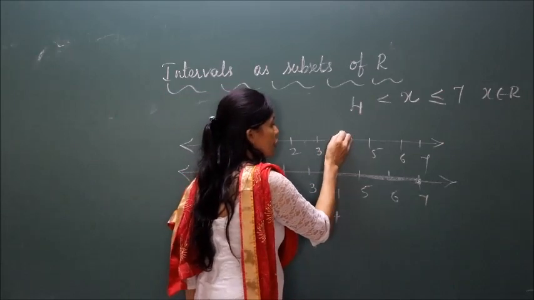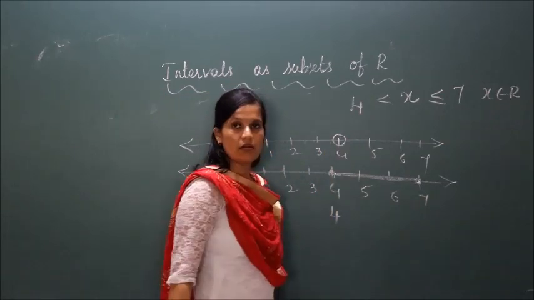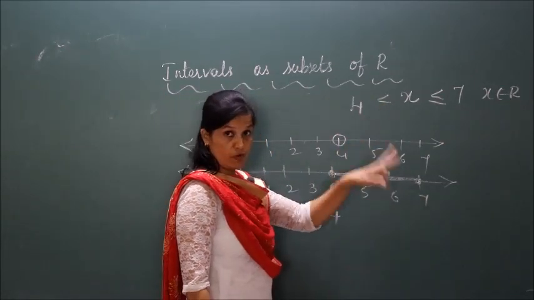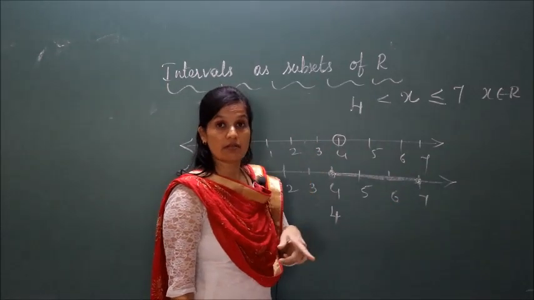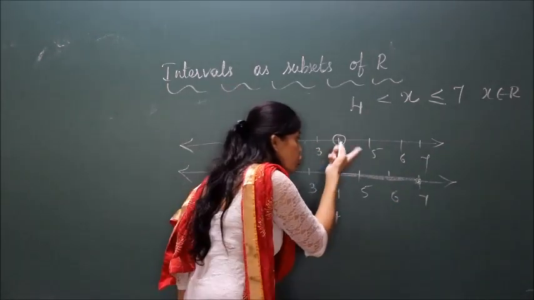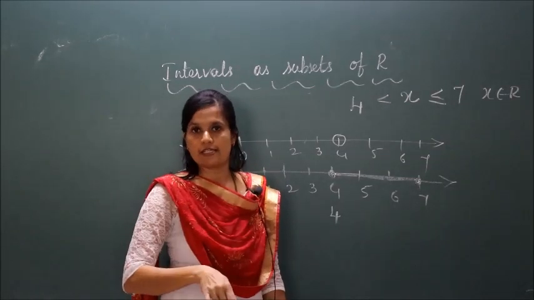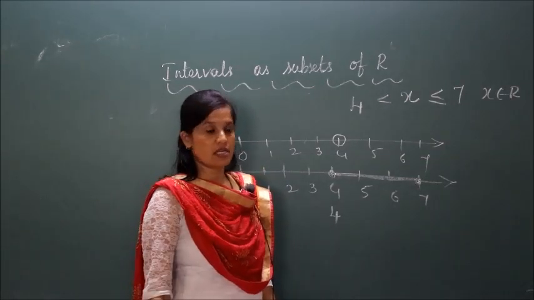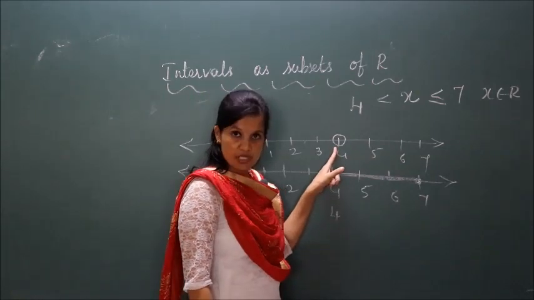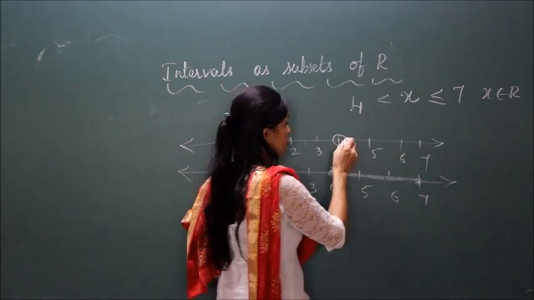Here I have to put a hollow circle. Greater than 4, but 4 is not there in the set. But a number very close to 4 is there in the set, maybe 4.000001, that is there in the set. 4 is not there in the set, so I have to put a hollow circle. Then you have to thicken the line.